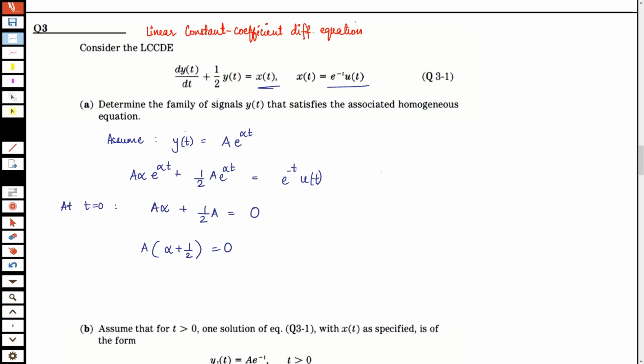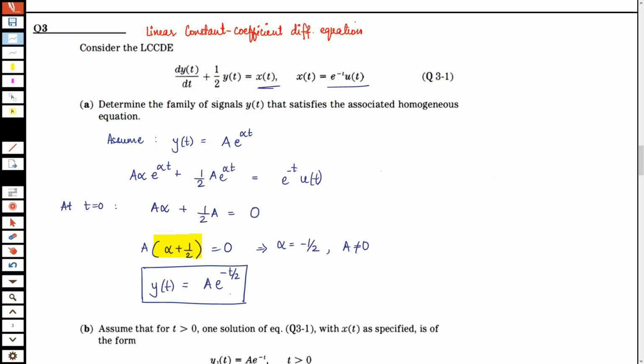That means A alpha plus half is equal to 0. Now we know that output is not equal to 0, right? That means A cannot be 0. If A was 0, then output was 0, and that's not the case here. That means it is this term that needs to be 0, which tells us that alpha is minus half. And if alpha is minus half with A not equal to 0, that gives us a family of solutions y(t) of the form A e to the power minus t by 2, A e to the power minus half t, plugging in alpha equal to minus half. So this is a family of solutions that we are looking for.